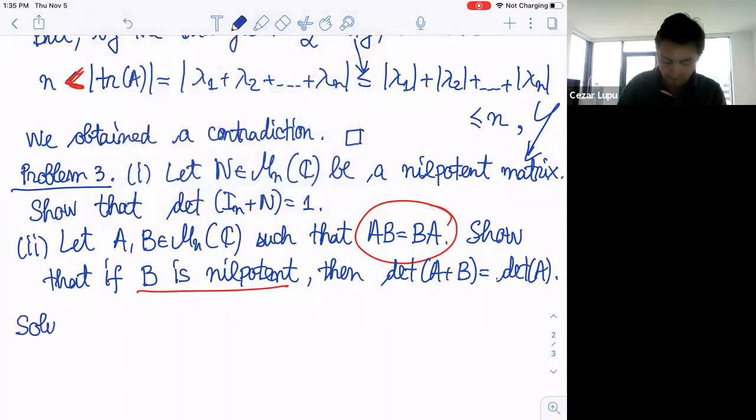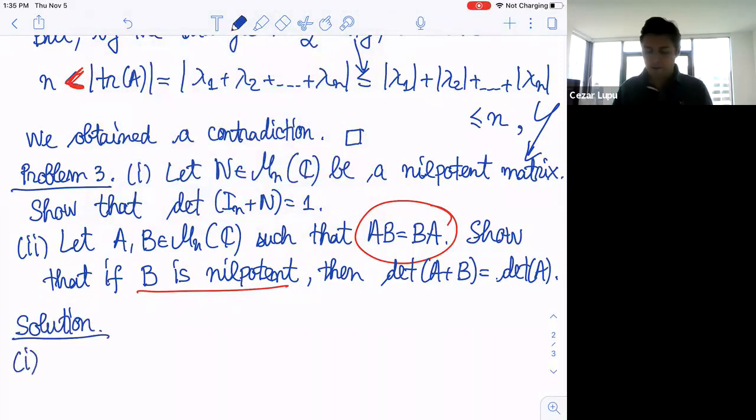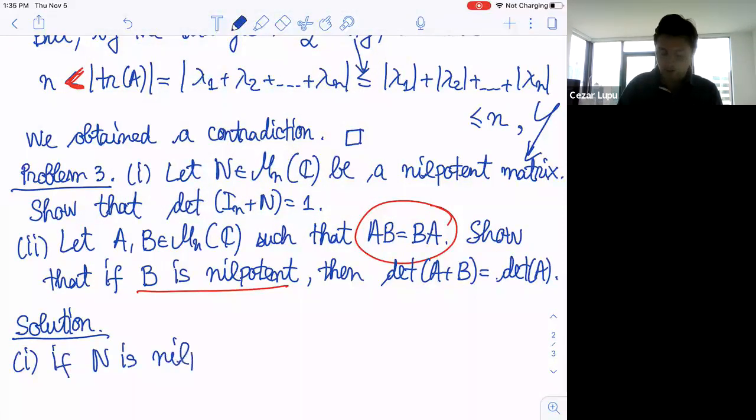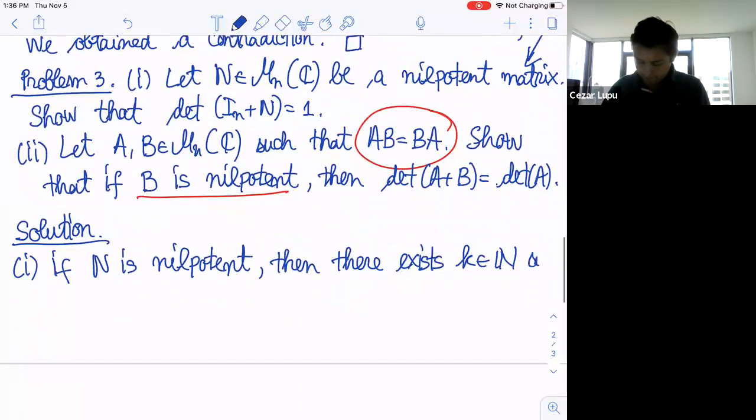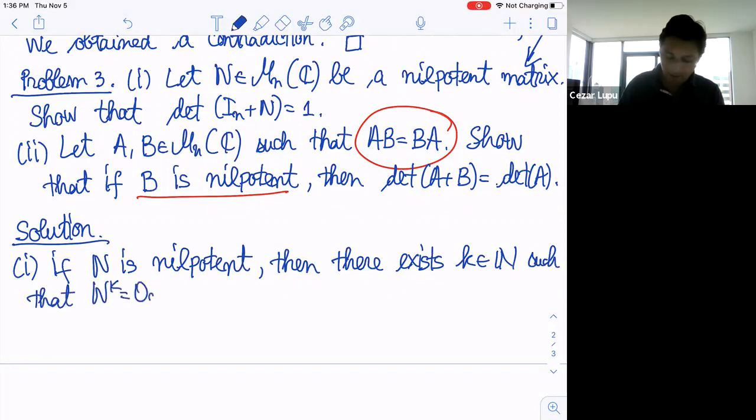Let's see the first part. And the first part, in fact, I think you can do it directly. So I know that we have a nilpotent matrix. So if N is nilpotent, I would like to go to the definition of a nilpotent matrix. Then there exists, let's say, a positive integer k, such that N to the power k is the null matrix.